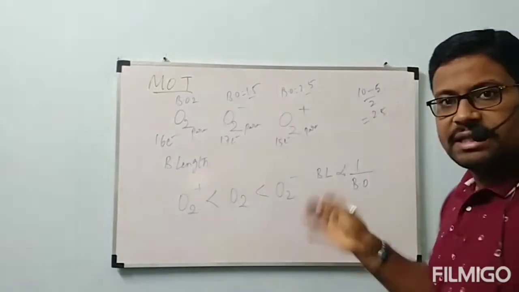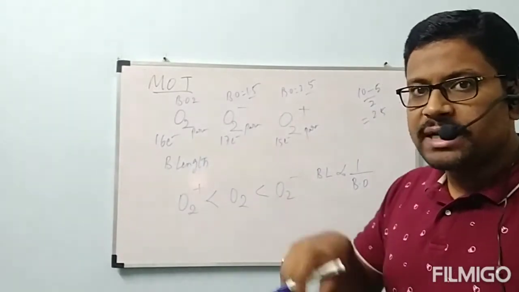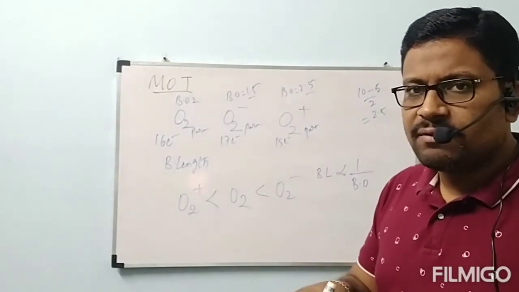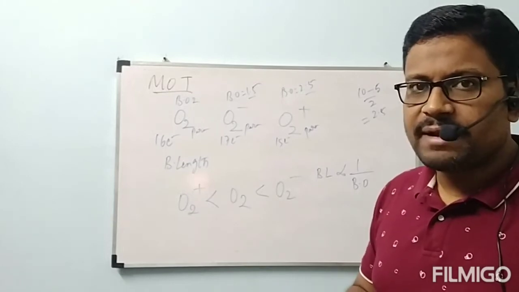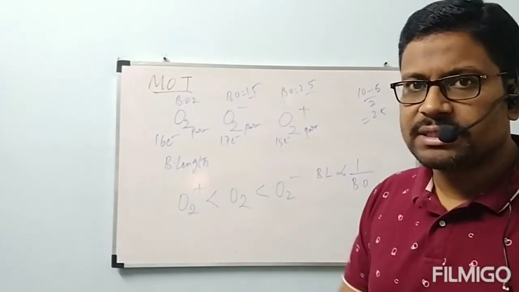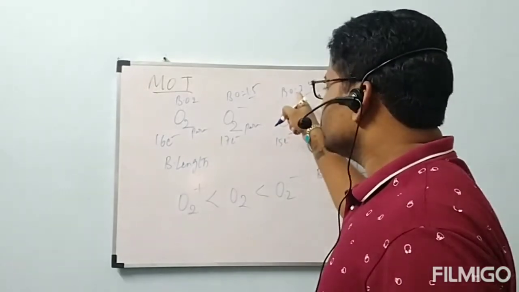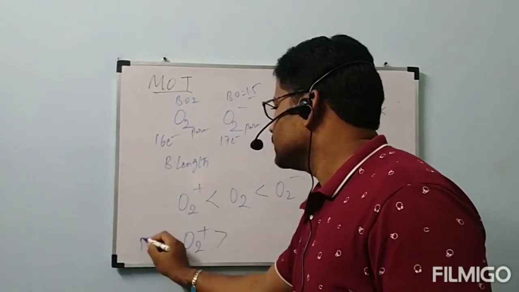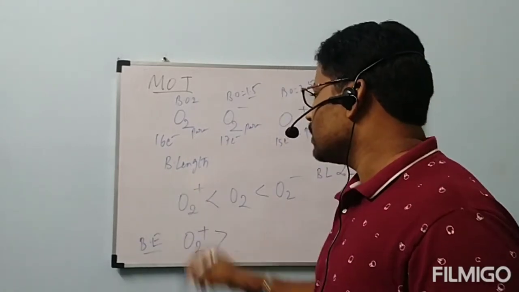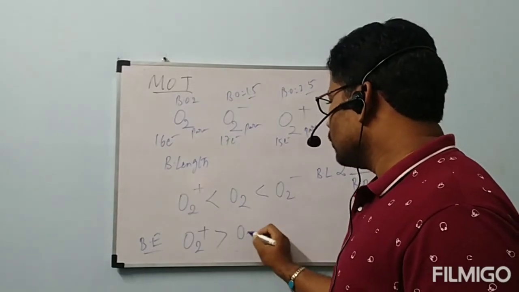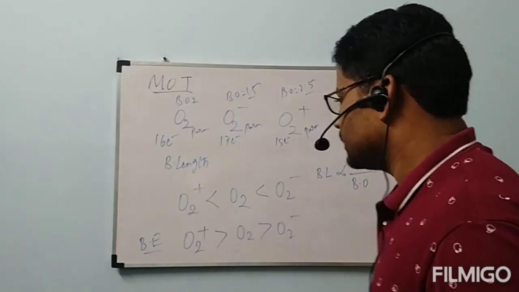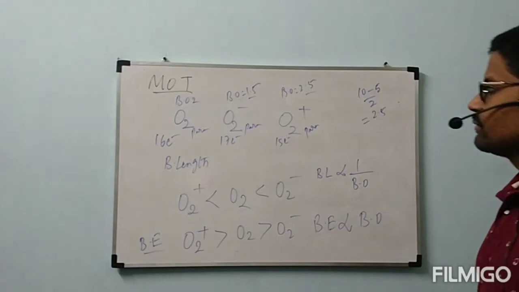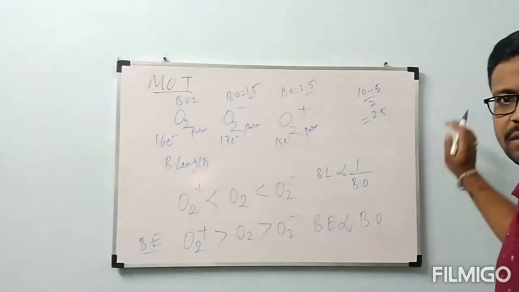For the same question, they can ask, what about the bond energy? When bond order increases, what happened to number of bonds? Increases. When number of bonds are increased, bond energy also increases. Then, which one has high bond order? That is contained by high bond energy. This is the order of bond energy, and this is the order of bond length. O2 plus is greater than O2 is greater than O2 minus. Then bond energy is directly proportional to bond order.